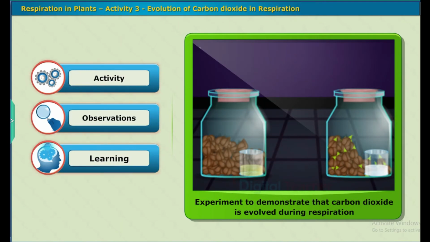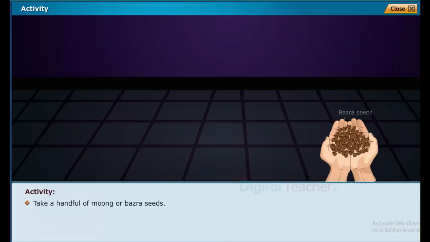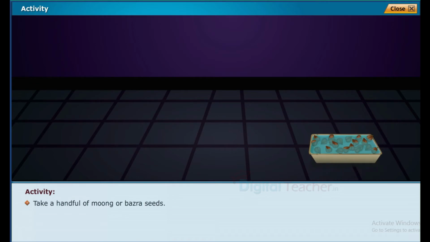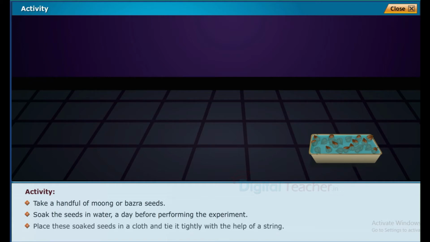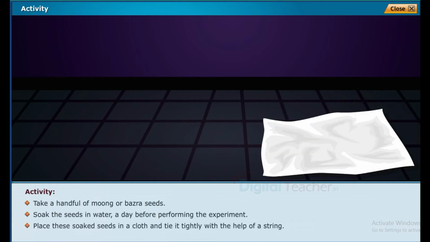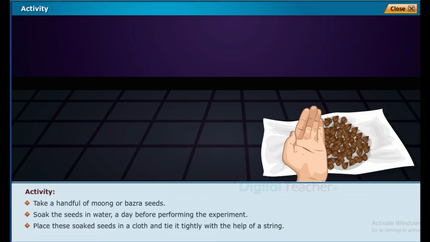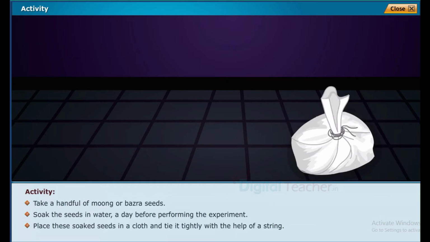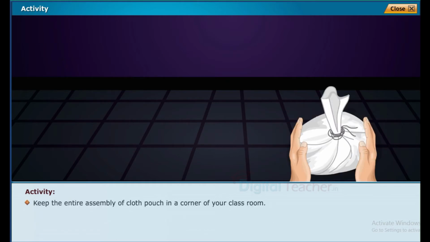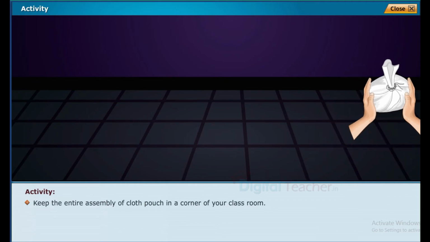Let us do an activity for the evolution of carbon dioxide during respiration. Take a handful of moong or bajra seeds. Soak the seeds in water a day before performing the experiment. Place these soaked seeds in a cloth and tie it tightly with the help of a string. Keep the entire assembly of cloth pouch in a corner of your classroom.